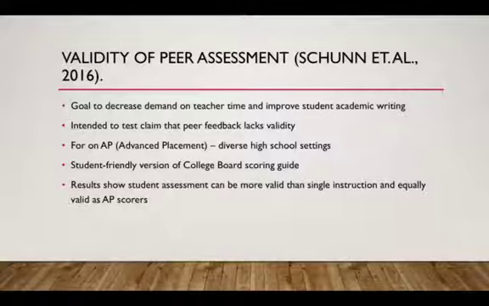What the study did was create a student-friendly version of the College Board Scoring Guide. So the College Board Scoring Guide scores essays from 1 to 9, and they are holistic. The language, the jargon is a little bit elevated, not as student-friendly, so they broke it down a little bit to make it layman. And then they had students apply this scoring guide to various essays. And the data, surprisingly, excitingly found that student assessment can even be more valid than that of a single instructor, and equally valid as AP scorers, which is so, so, so exciting.